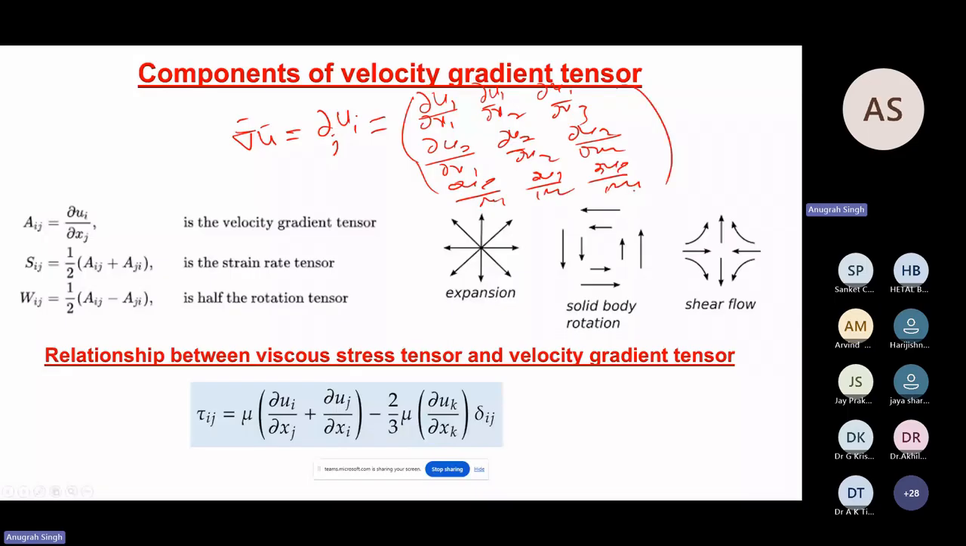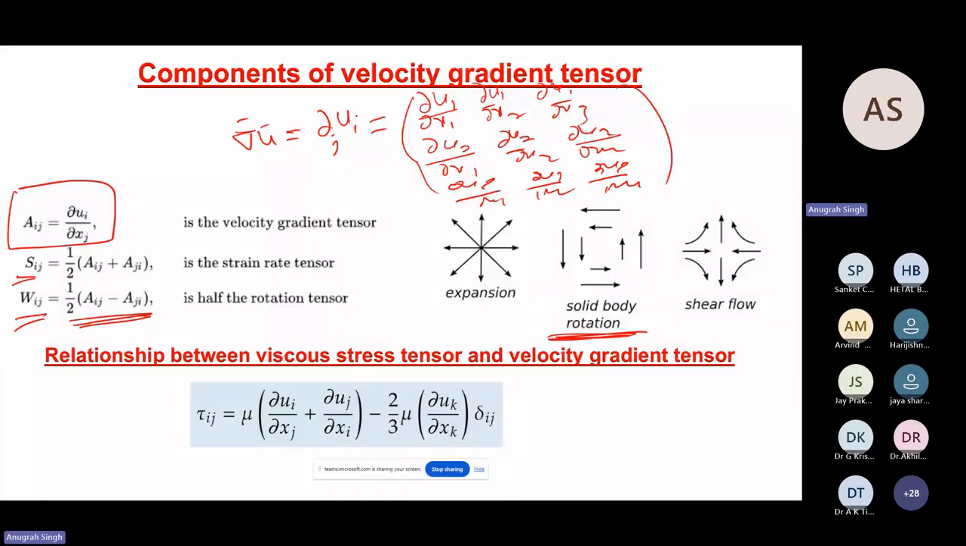And again, we know this is a 3 by 3 matrix, and any matrix we know that we can write as a symmetric plus antisymmetric part. So if A is the matrix, its symmetric part is half of Aij plus its transpose Aji. Antisymmetric part is half of Aij minus Aji. If you read any fluid mechanics book, you will see that the antisymmetric part of this velocity gradient tensor is basically responsible for the solid body rotation. Complete rotation, no relative deformation.